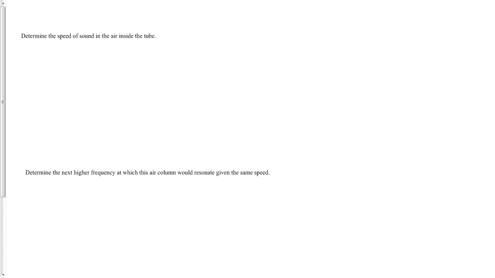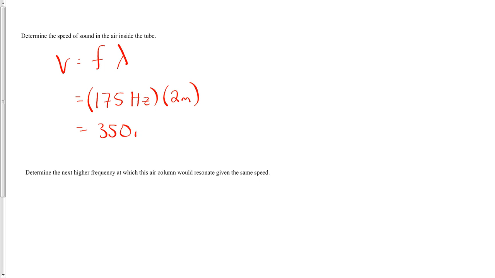Speed of sound inside the tube. v equals f lambda. Frequency given to us is 175 hertz. Wavelength, as we discovered, is 2 meters. Your velocity is 350 meters per second.